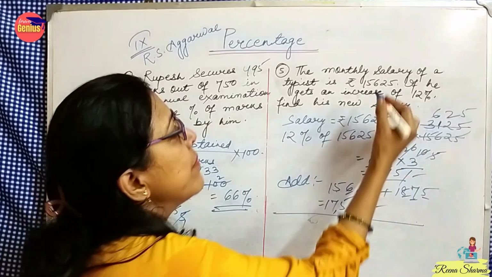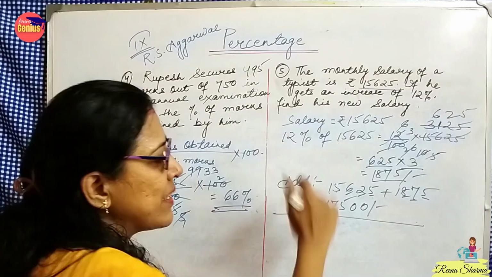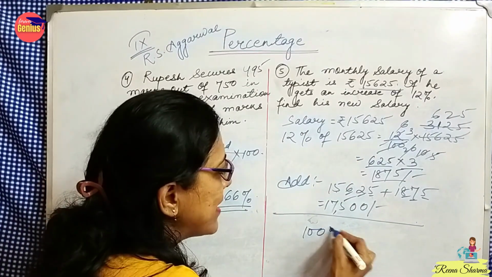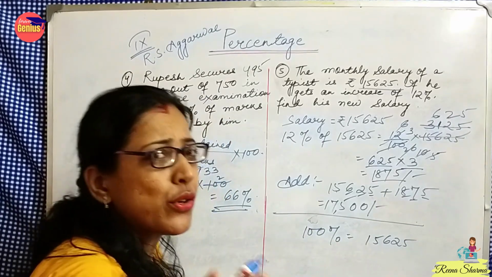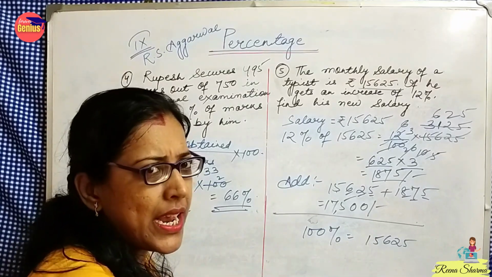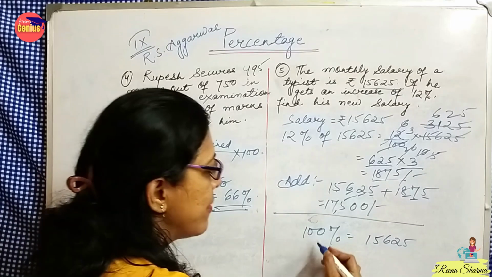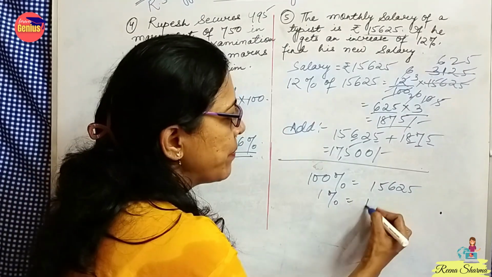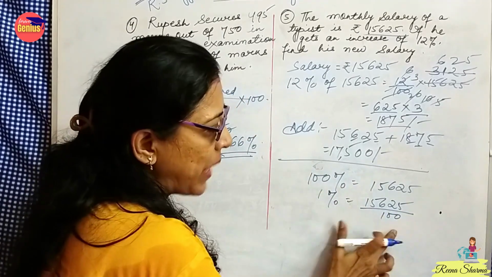How? Let's see. If this is the salary, this is 100%, nothing is being deducted. So 100% is equal to 15,625. What we have to do in unitary, do we know? Unit means for 1. If I find the value for 1, then everything will be easy. So now 1% is equal to 15,625 by 100.